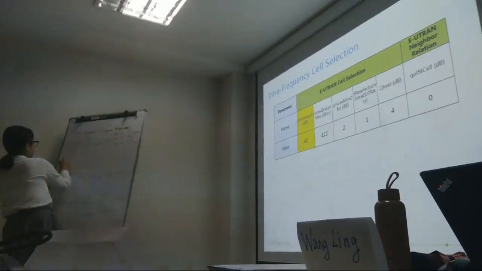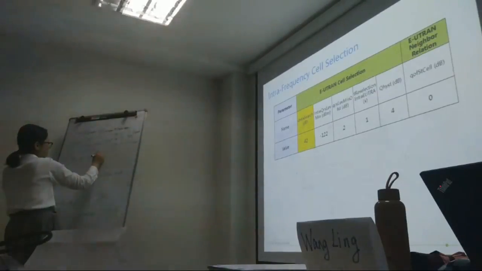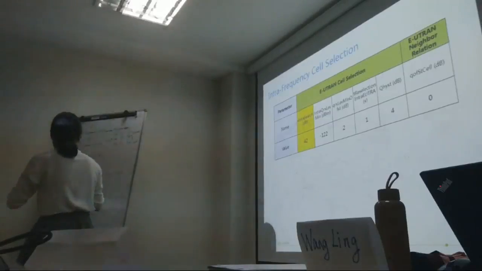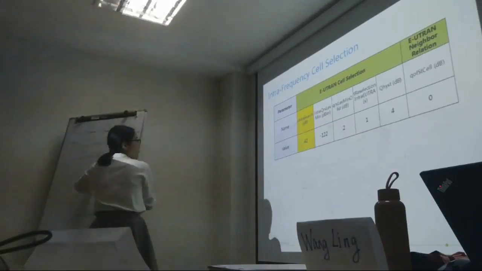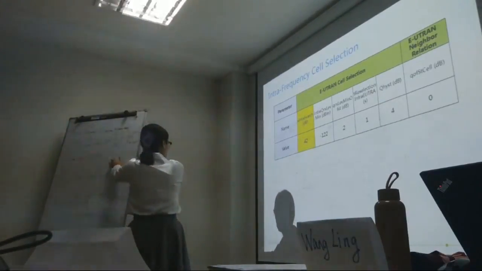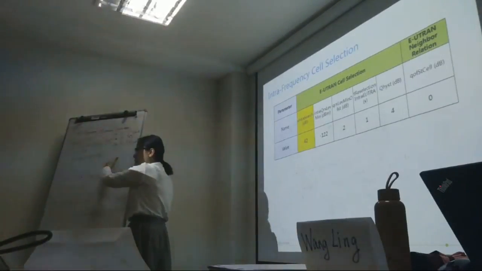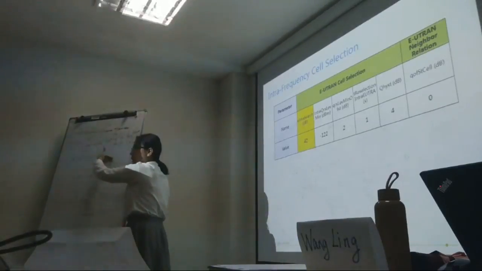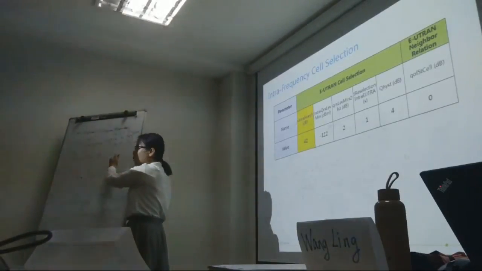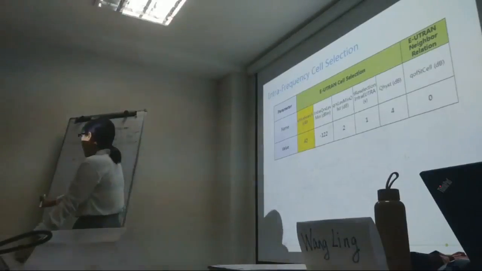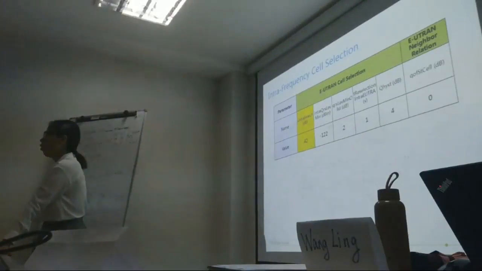For the R criterion, the neighbor cell minus the serving cell must be greater than the hysteresis plus the offset. If it can meet this value, and also meet the timer, we can perform the reselection to the neighbor cell.